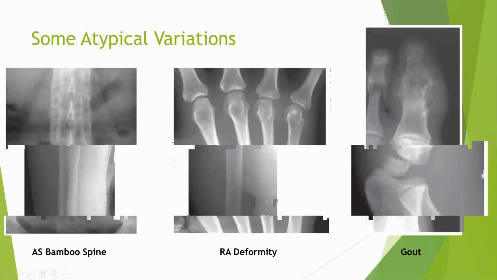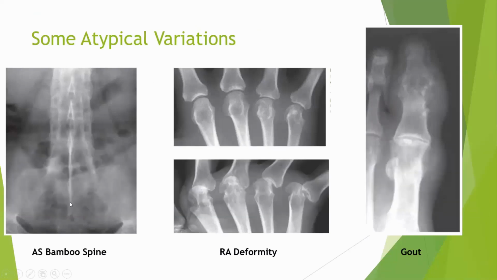Some atypical variations. Here you notice ankylosing spondylosis, or spondylitis. Spondylitis is probably a wrong word to say, but ankylosing spondylosis. So over here is a bamboo spine, and you can see the spinous processes are completely fused together, forming a bamboo trunk. Here is rheumatoid arthritis of the hand, or the metacarpophalangeal joint.